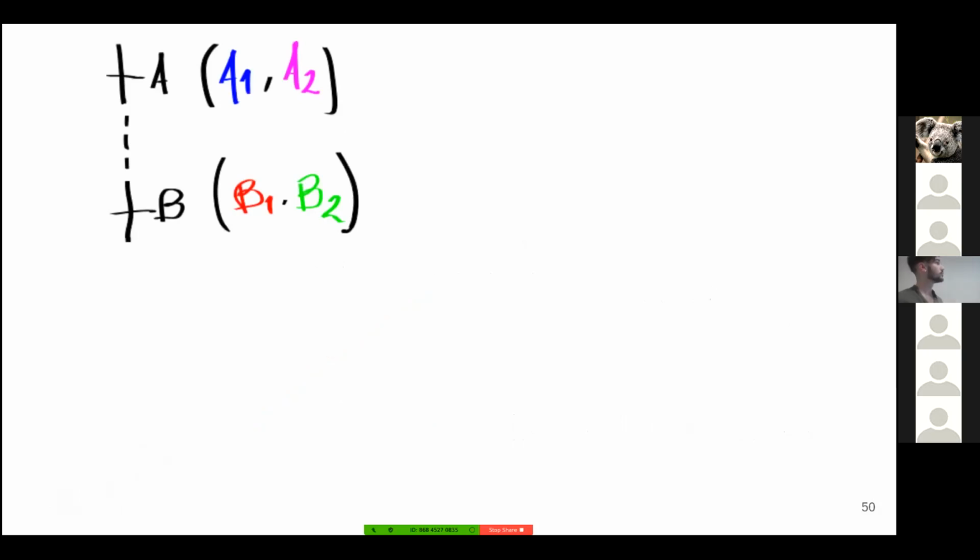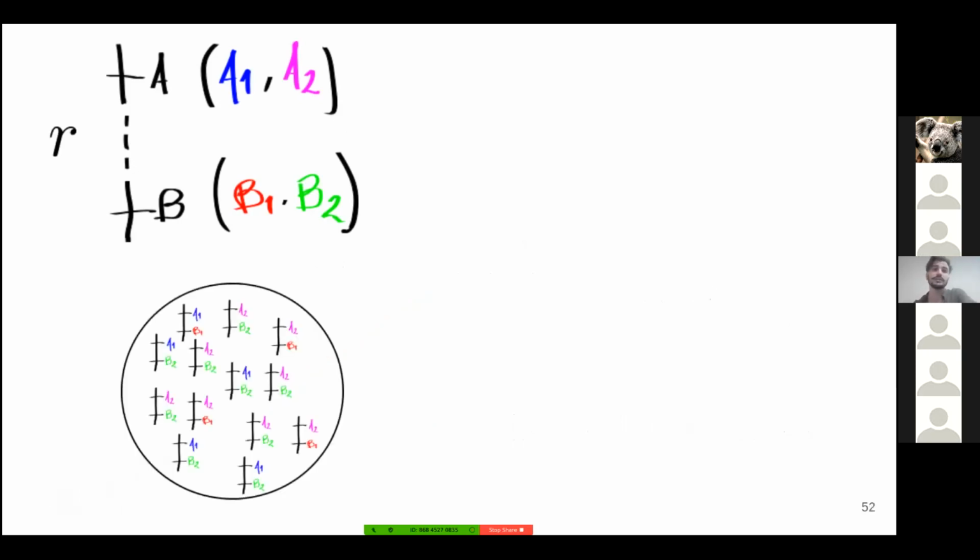Say we have two loci with two alleles in a single chromosome, with a recombination probability R between them. In a population, there can be four different combinations of alleles, which we will call haplotypes.